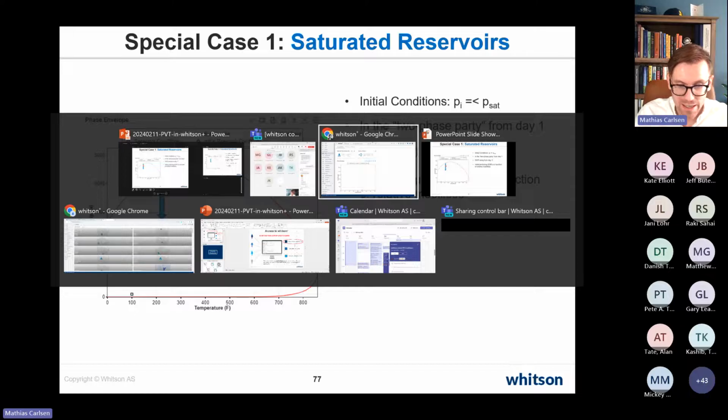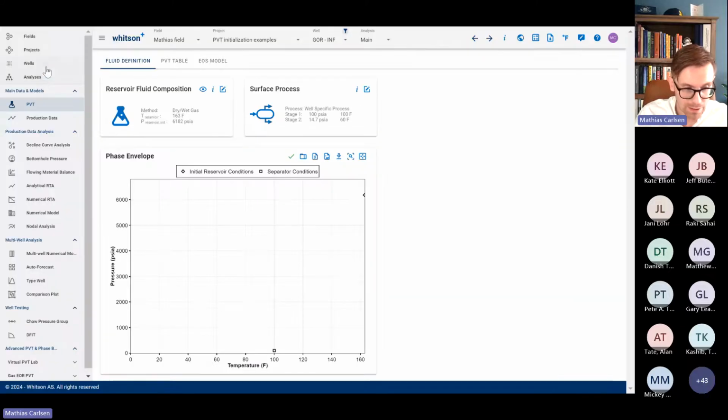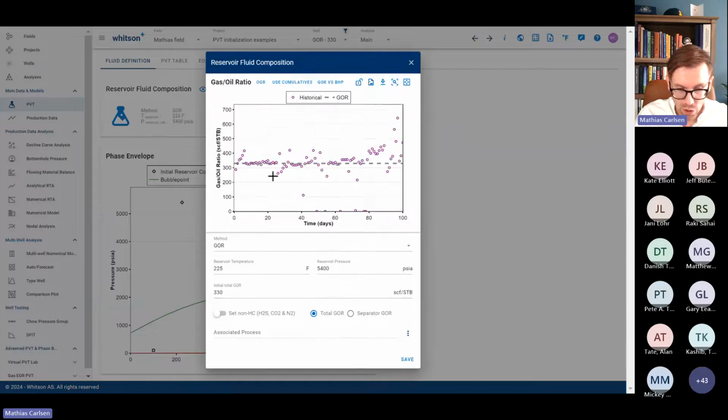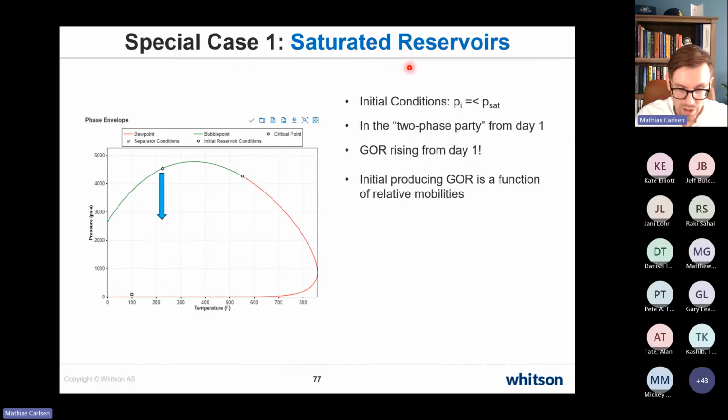So it's not as easy as me going into Whitson Plus for this well and just saying, okay, my total GOR is equal to my solution GOR because the GOR is constant. In this case, my GOR is going up from day one, and my initial producing GOR could be equal to the solution GOR, but it can also be a number that's much lower. And why is that? Well, that's because when you're inside of this two-phase envelope right here, your producing GOR is a function of relative mobilities.